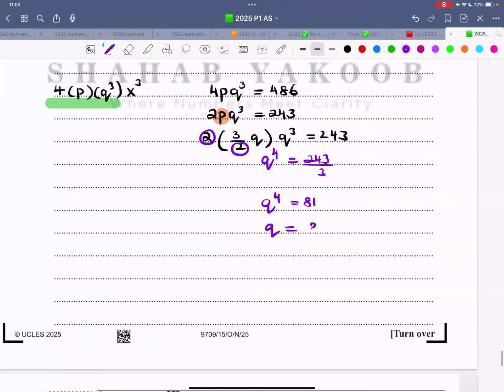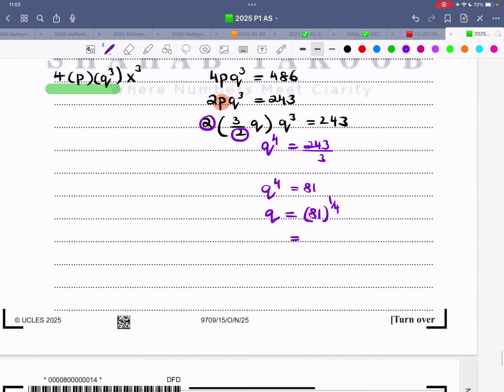Therefore, q is 81 raised to the power of 1/4. The fourth root of 81 is 3. They have already said it's a positive constant, otherwise it could be positive or negative 3. So q is positive 3. Q is negative 3, reject, and accept the positive.